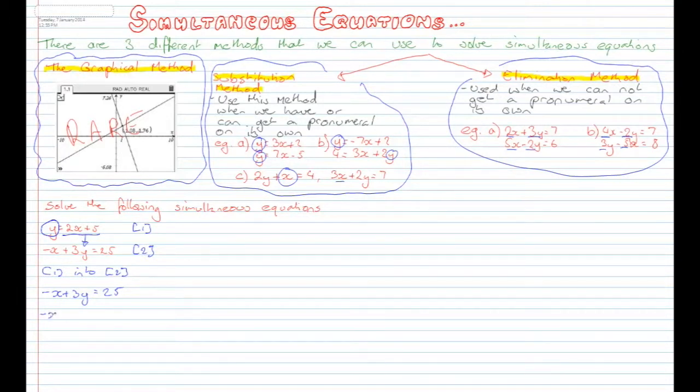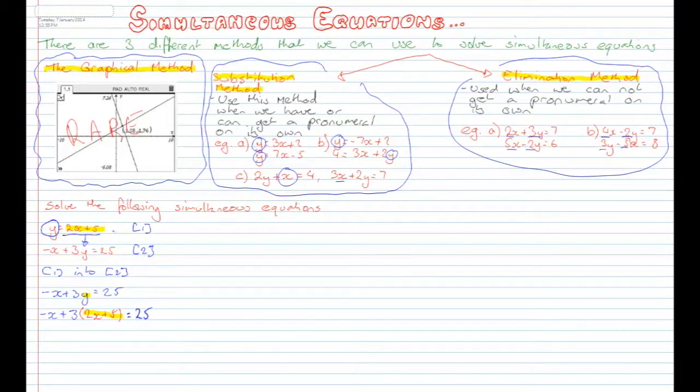So you get negative x plus 3, and instead of writing the y, I'll do it in red just to make sure it stands out a little bit more. So instead of writing the y, I write 2x plus 5, because you can see that y is equal to 2x plus 5 here. So that y is equal to 2x plus 5, which is then equal to 25. So it's essentially the same equation, but instead of writing y, I've written 2x plus 5, because equation 1, that's what it says y is equal to.